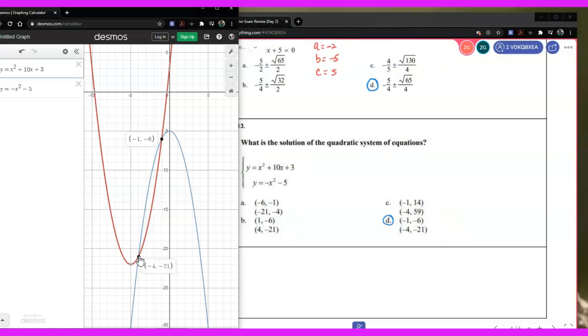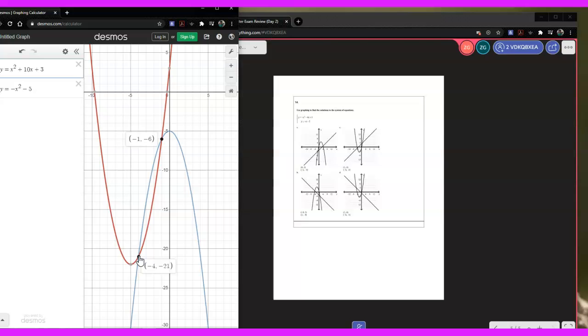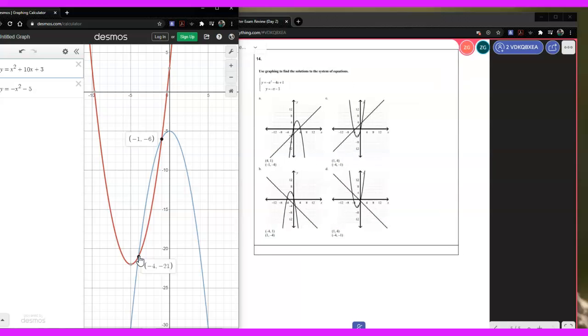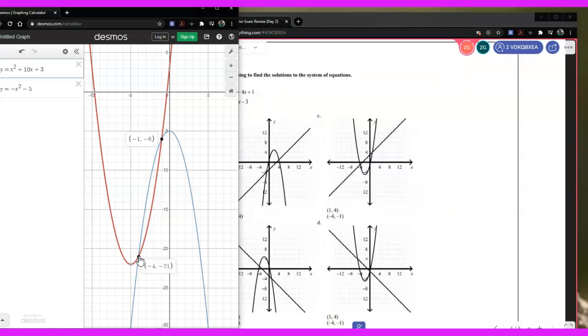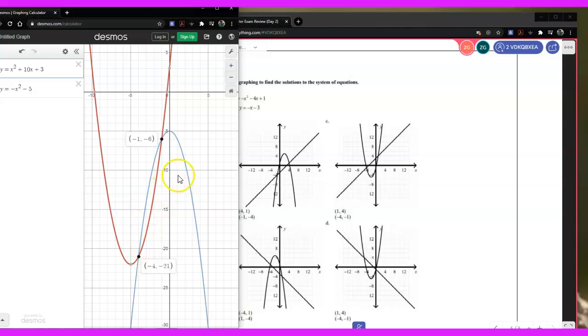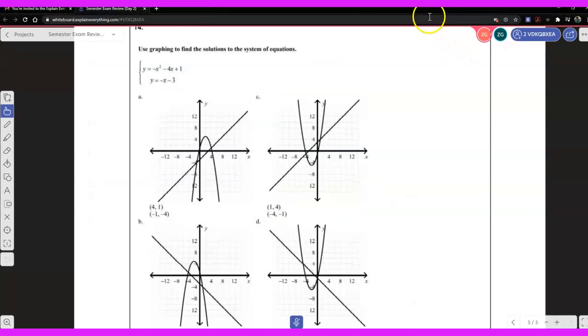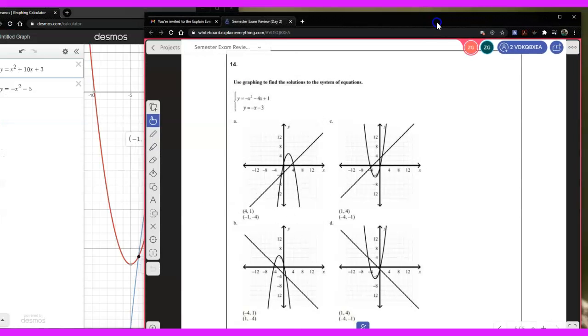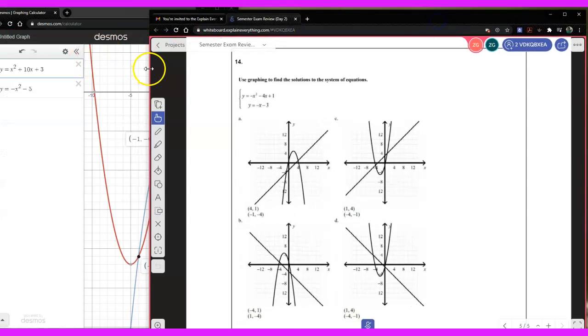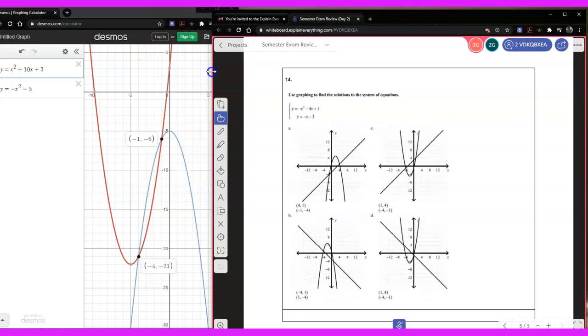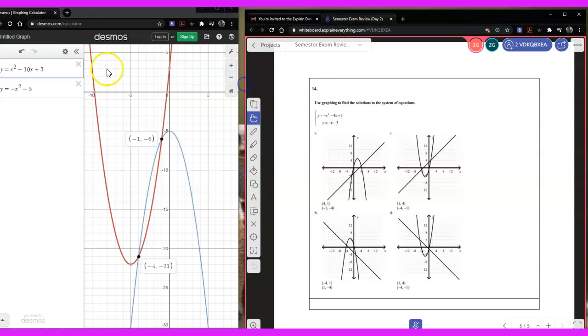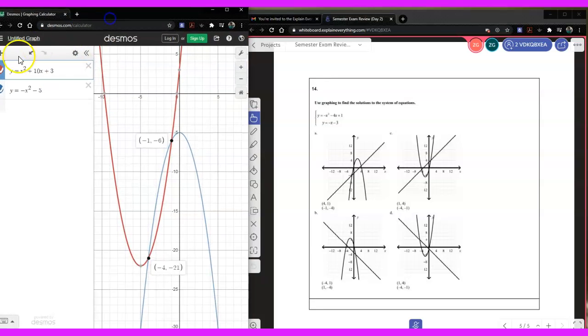Okay, so let's go to the last page. And once again, it's asking you to find the intersection of two graphs. So I'm going to go ahead and minimize this, and I'm going to use Desmos. So I'm going to move this over just a little bit. Okay. So here we go.